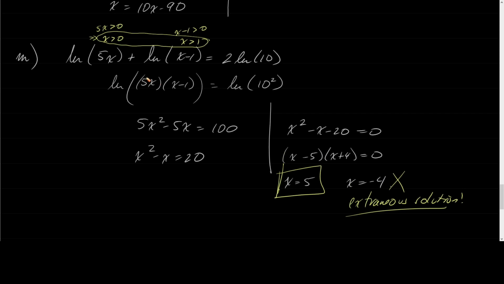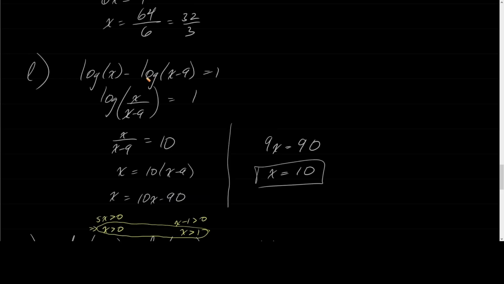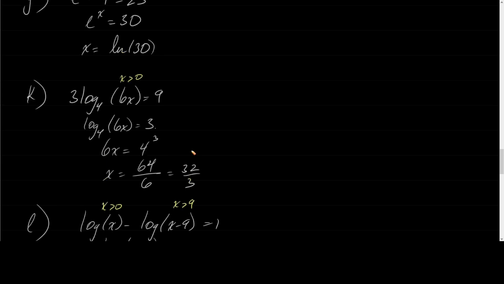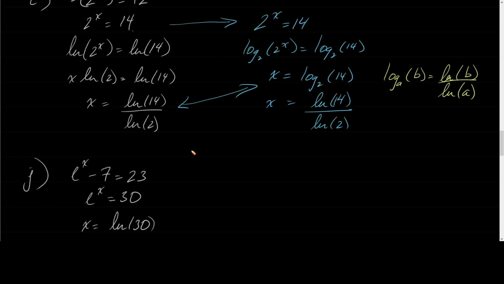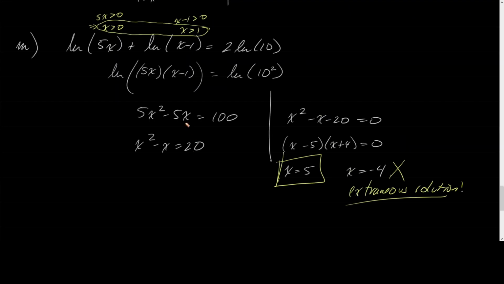This had not been an issue before, and let me show you why that's the case. In the previous example, x had to be greater than 0 and x had to be greater than 9. Our answer of 10 is both, so there's nothing wrong with that. In this one, x had to be greater than 0. Our final answer, 32 over 3, is a positive number, definitely greater than 0. And that's true for all the previous examples where we had an ln equation. So you have to make sure that you look for the domain.